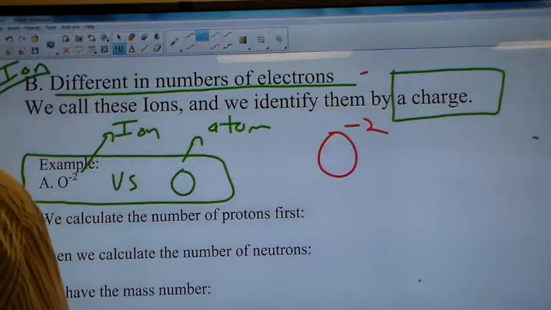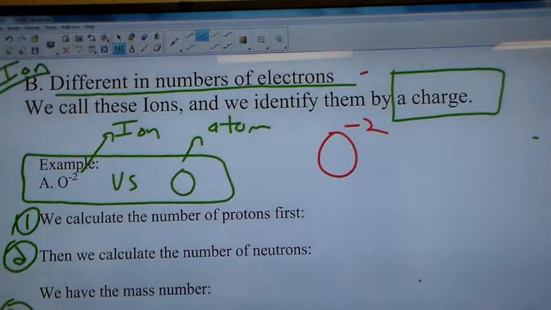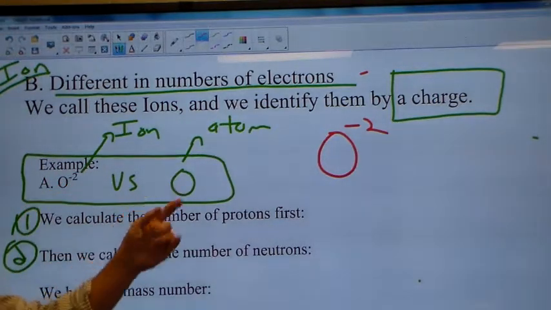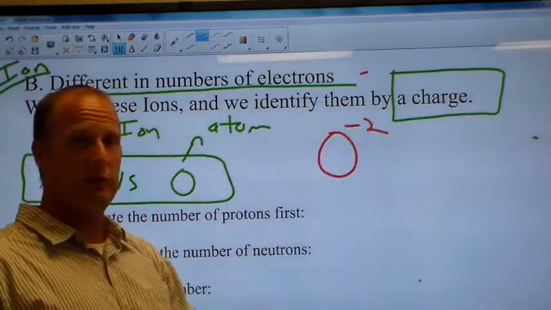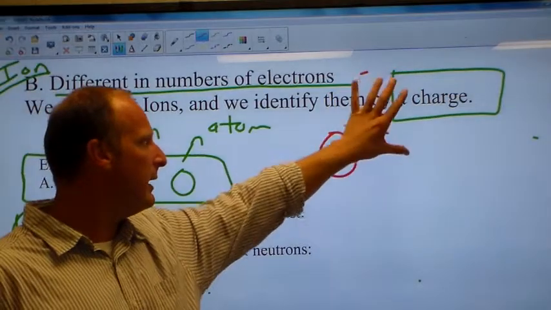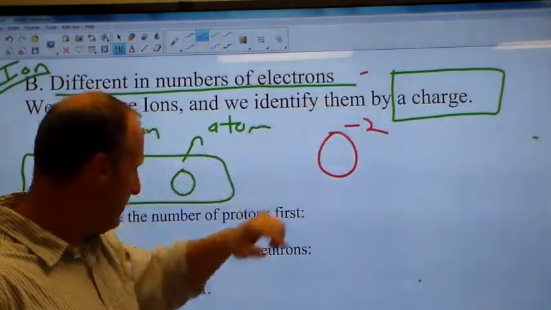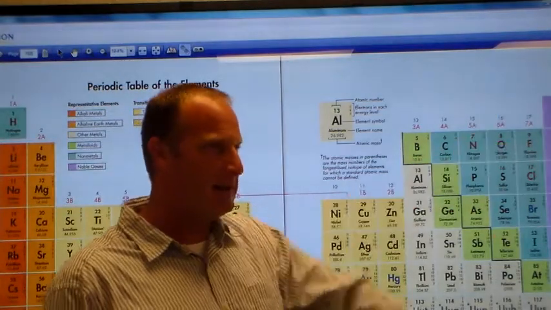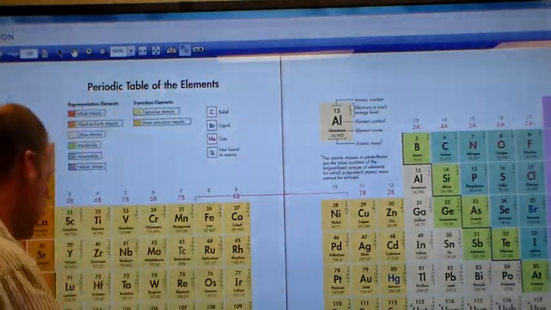So we're calculating the number of subatomic particles in an ion. We identify that it's an ion because we have an O minus 2 versus just a regular symbol. This negative 2 means we have a charge, which means we have an ion. The first thing we want to do is calculate the number of protons, because the number of protons never changes. So looking just at the symbol O, I know that I have 8 protons, and that cannot change.